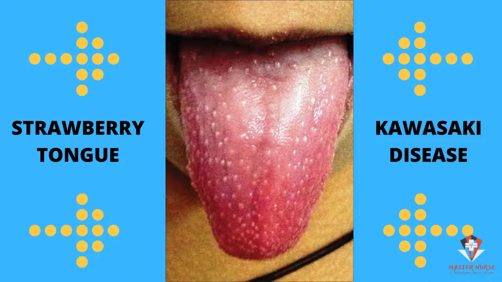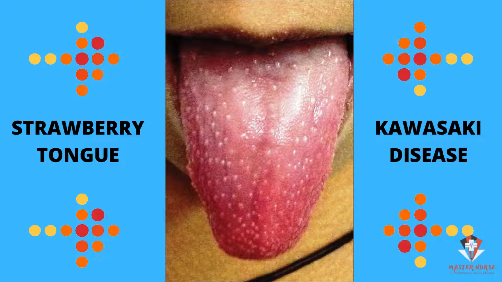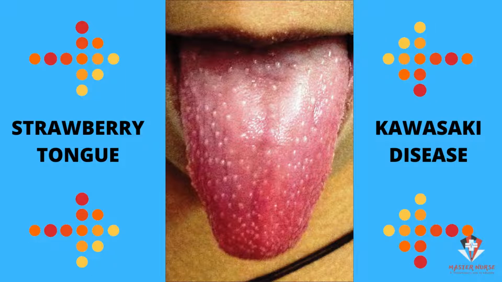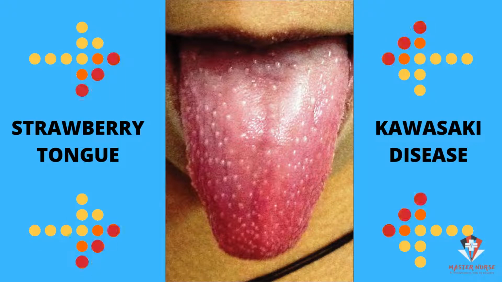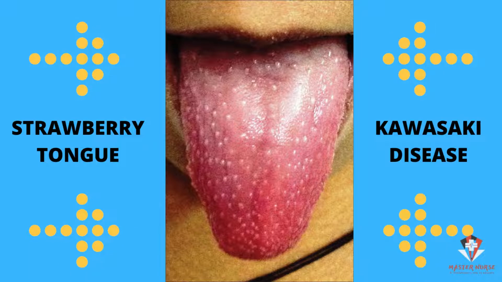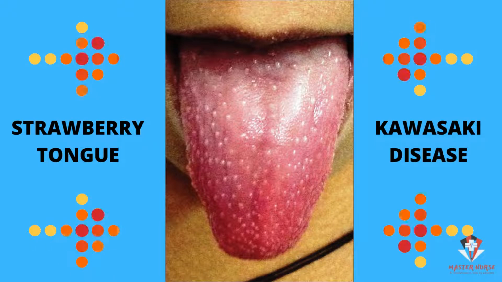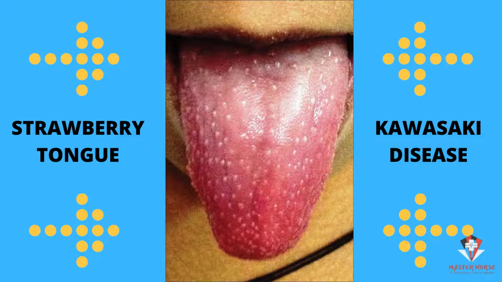Kawasaki disease is a disease of children with unknown cause. There is no cause identified for this disease, but there will be inflammation of blood vessels all around the body. When there is this inflammation of blood vessels around the body, the tongue is a very delicate part. So the inflammation becomes very severe, giving the tongue a strawberry-like appearance. So strawberry tongue is seen in Kawasaki disease.